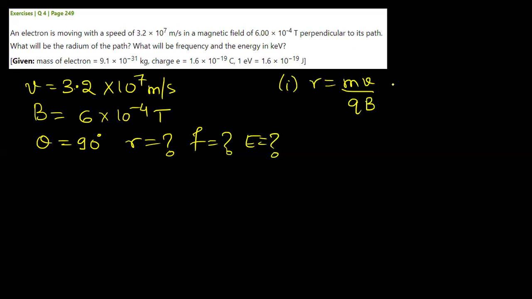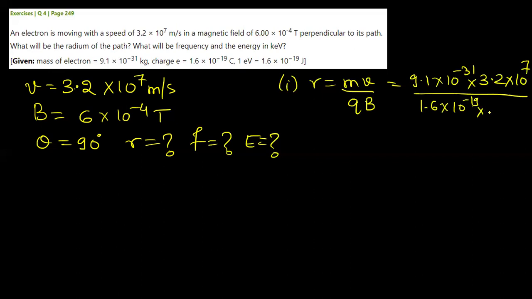So first, to find the radius, the mass and charge, everything is given in the question. That is 9.1 into 10 raised to minus 31 into 3.2 into 10 raised to 7, divided by charge value 1.6 into 10 raised to minus 19 into B value. B is 6 into 10 raised to minus 4. So when you solve this, you get 0.03 meter. On solving, you should get this radius value as 0.03 meter.